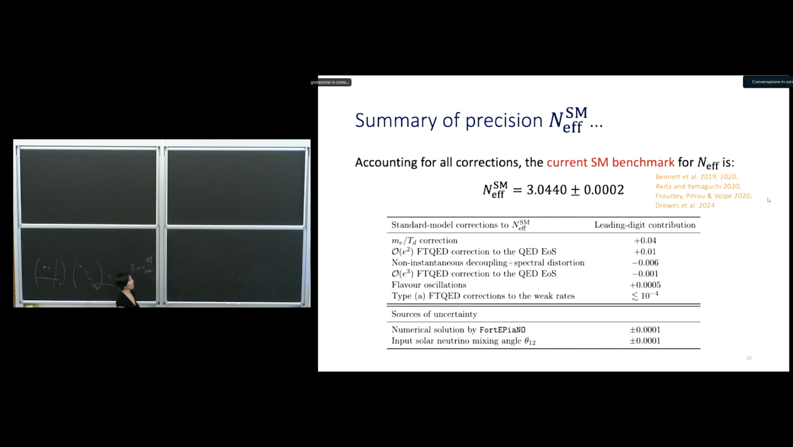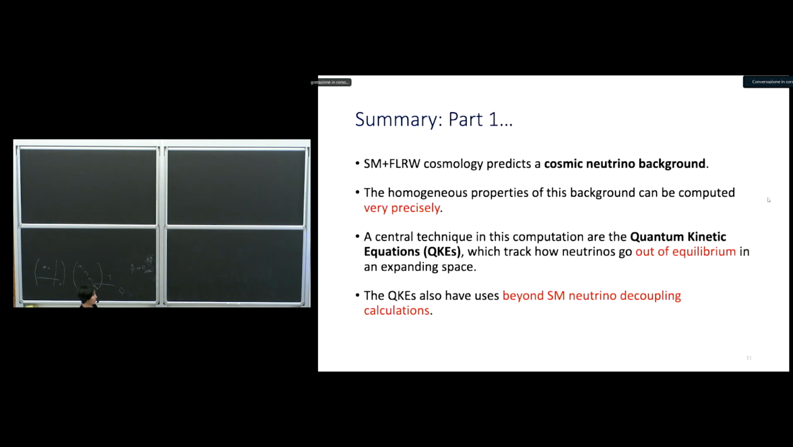But let me just summarize. Here are the numbers we have, with all of these corrections and how they contribute to changing this number, and also some uncertainty on this number, which comes from numerical resolution of the code, plus uncertainties in the input parameters. Okay, so that's my summary. And for part one, I'm going to stop here and ask if there are any questions, because the next part, which I'll begin, will be completely different.